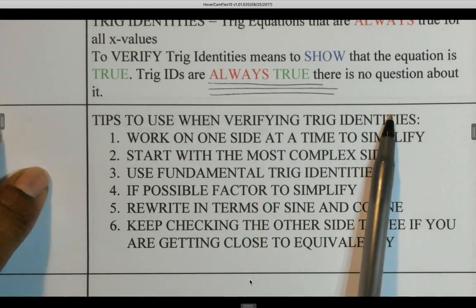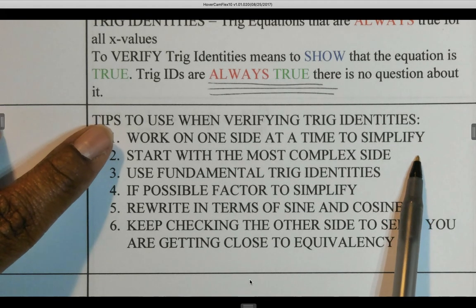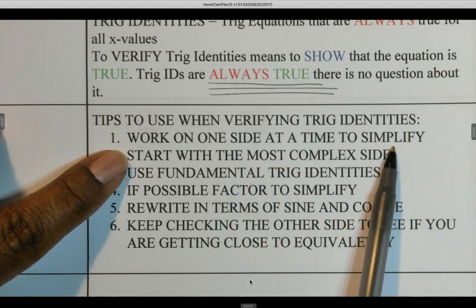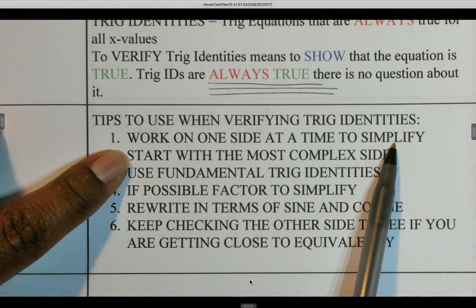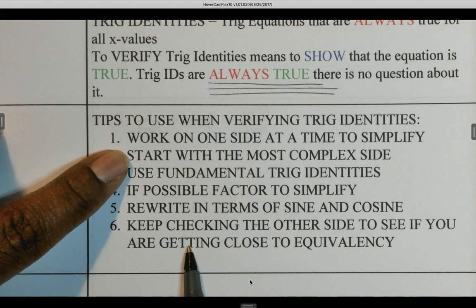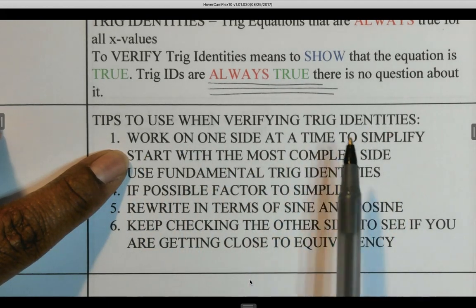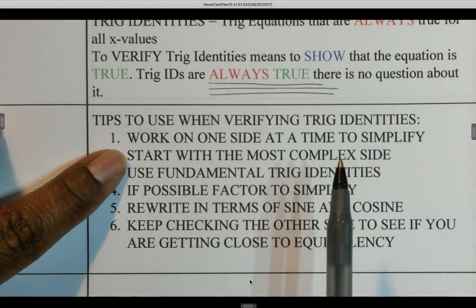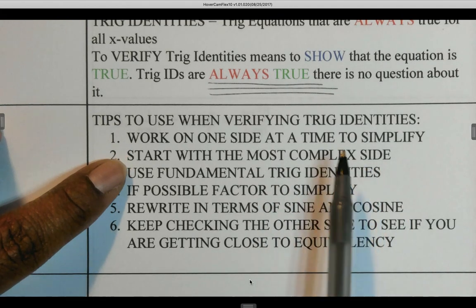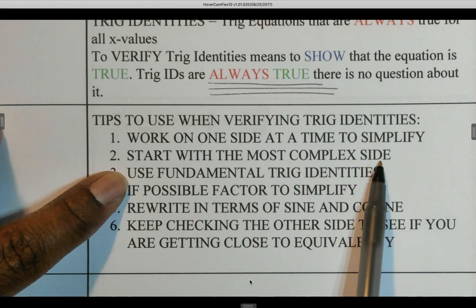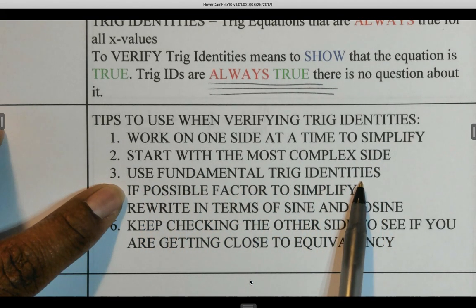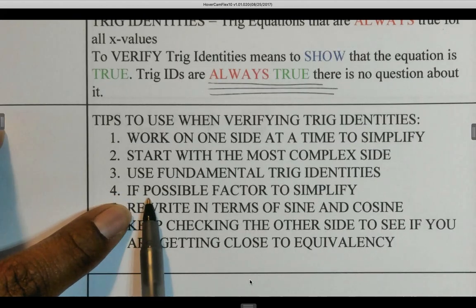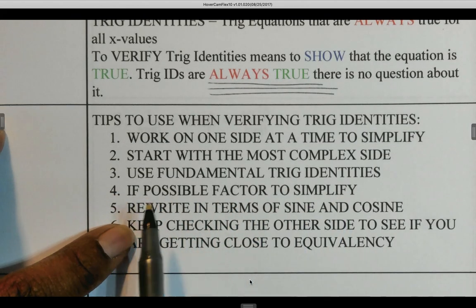Okay, so some tips we're going to use are going to sound like section 5.1, which is we're simplifying, but we're going to work on one side at a time. Okay, so we don't want to try to add to both sides or multiply on both sides. We want to work on one side at a time because remember, we're trying to verify that the two expressions are equal. Okay, so we're going to start with the most complicated side, right? Use fundamental trig identities that we looked at in the previous section. If possible, we're going to factor to simplify.